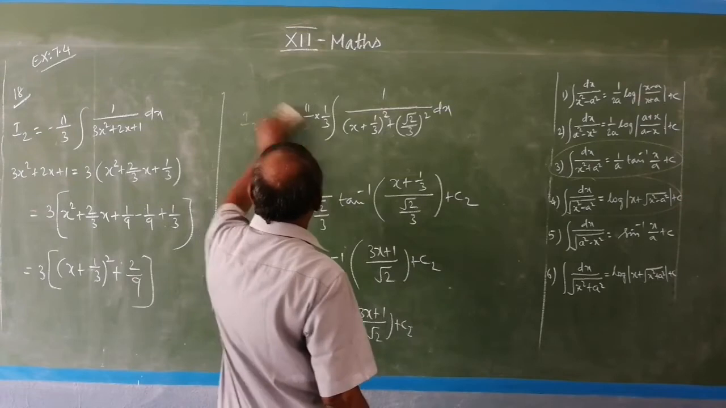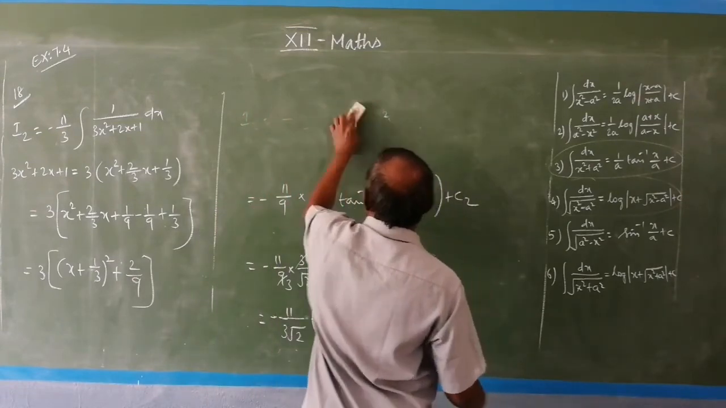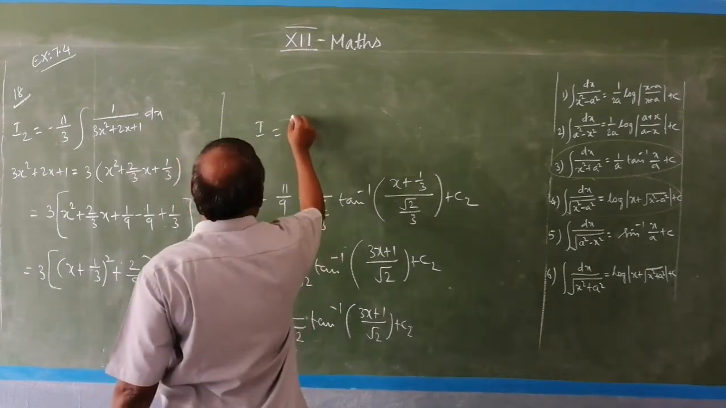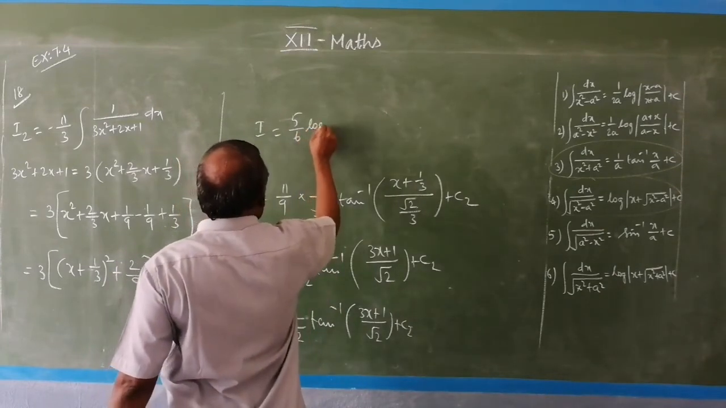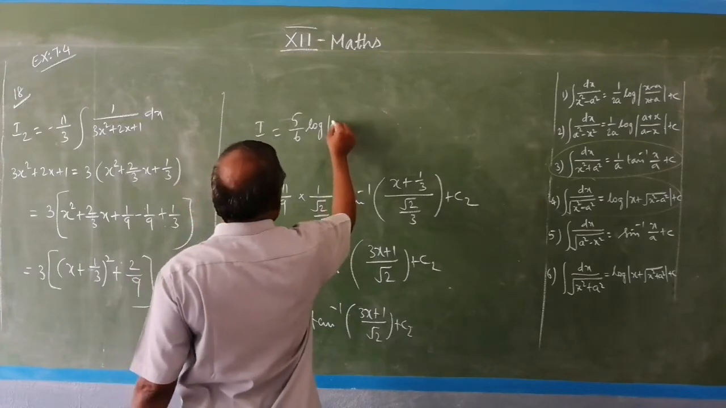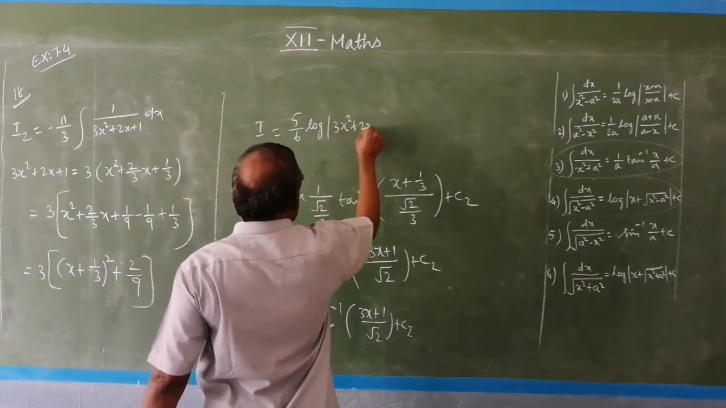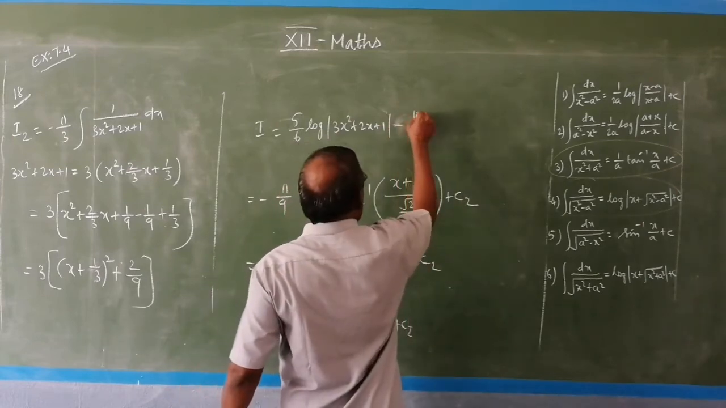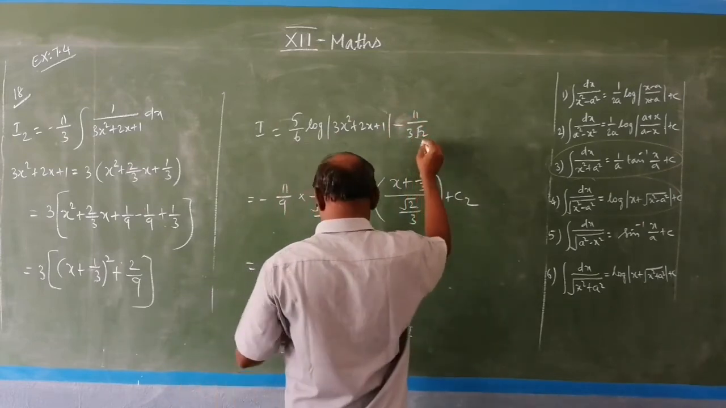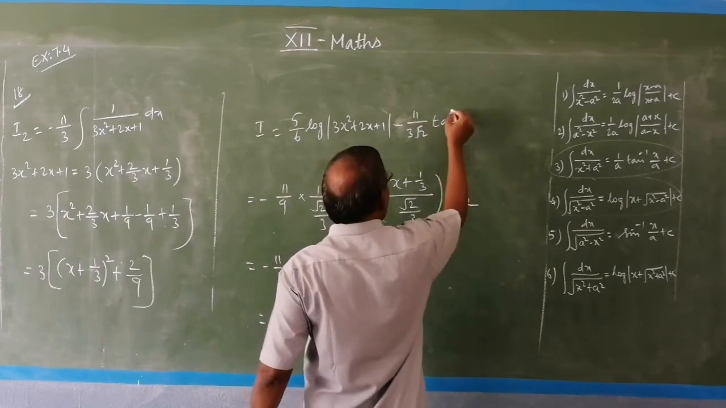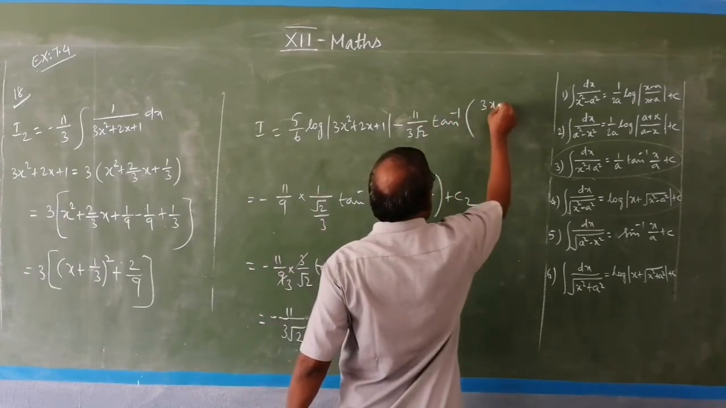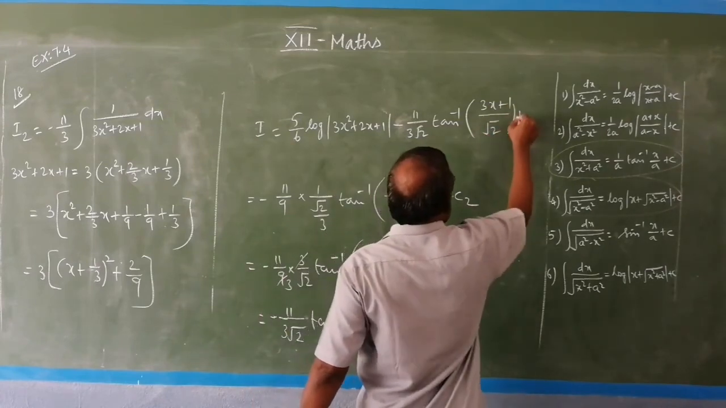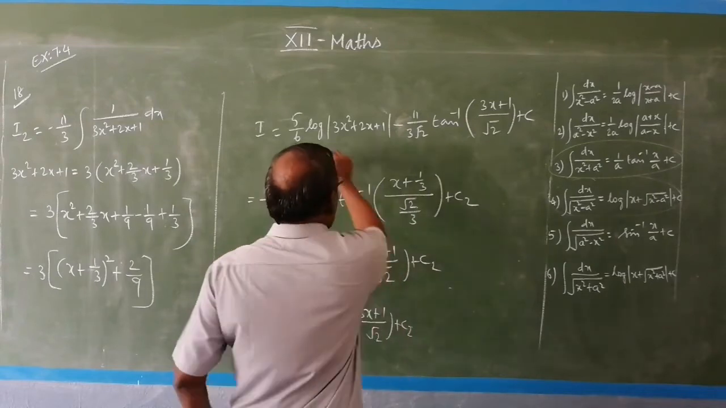Now, combining together we have I equal to 5 by 6 into log of modulus of 3x square plus 2x plus 1, plus minus 11 by 3 root 2 into tan inverse of 3x plus 1 divided by root 2, plus c, where c equal to c1 plus c2.